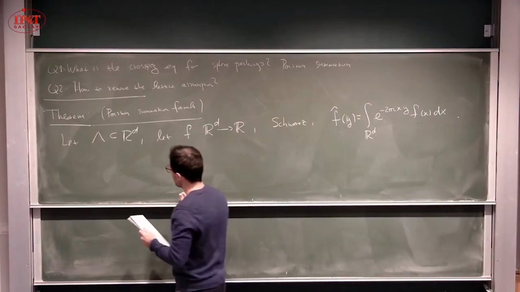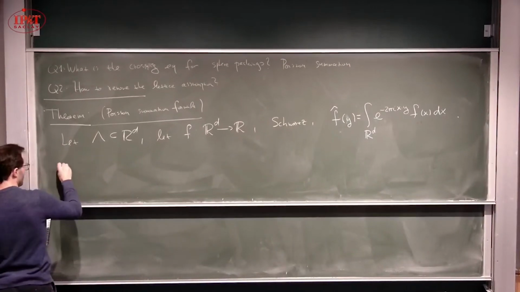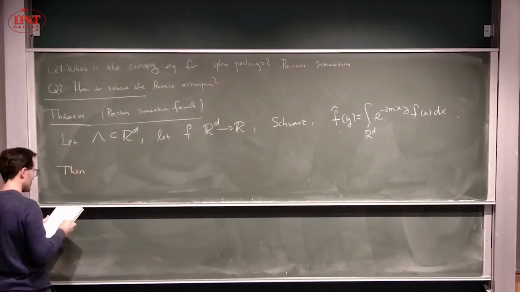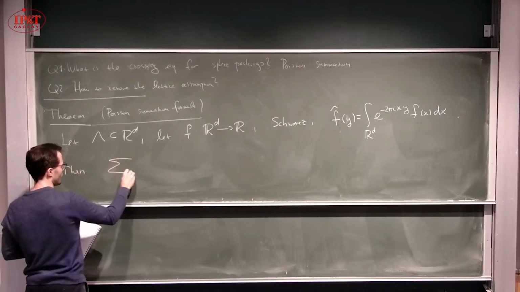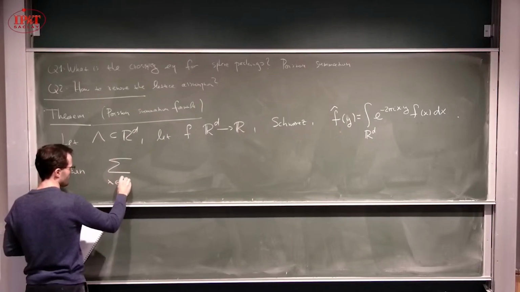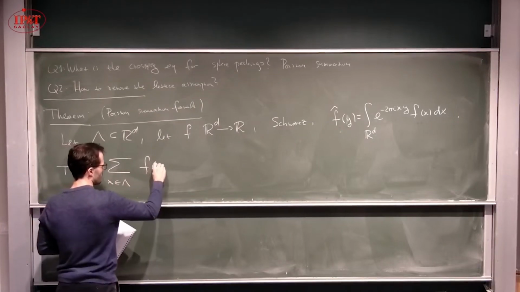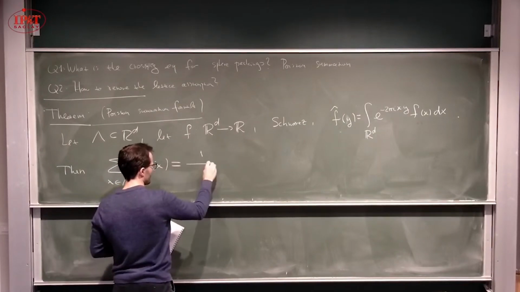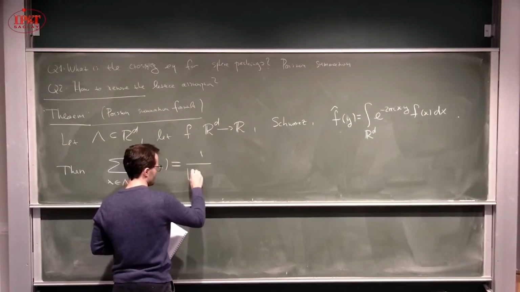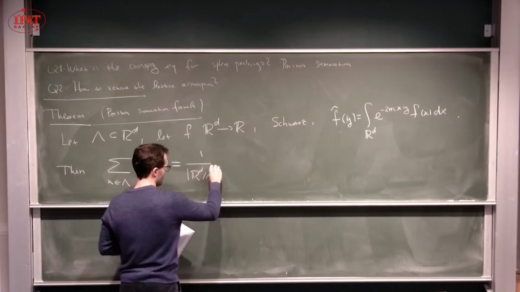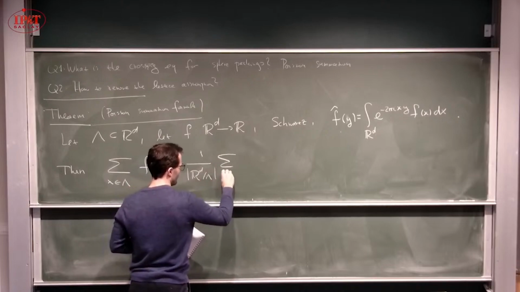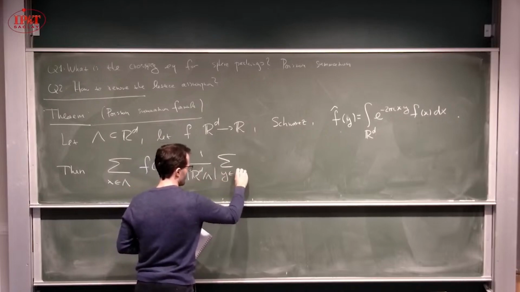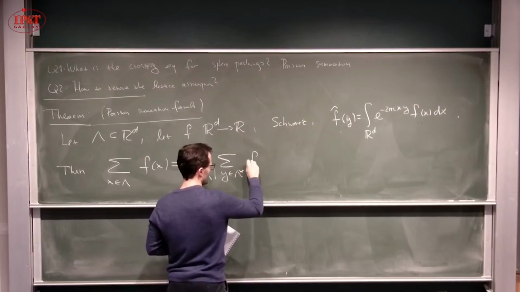Now, what does the theorem say? Well, it says that if you sum f over Lambda, so you sum the values of f over the points in the lattice, then you get the same thing as summing f hat over Lambda star. Lambda star, remember, is the dual lattice.